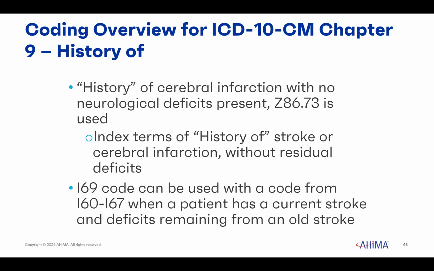History of a cerebral infarction with no neurological deficits is coded as Z86.73. How we would find that code would be history of. So this would be a history of cerebral infarction without residual deficits. The I-69 code can be used with a code from I-60 through 67 when a patient has current stroke and deficits remaining from an old stroke. So sometimes we'll have people that have late effects of an old stroke and then have a new one.